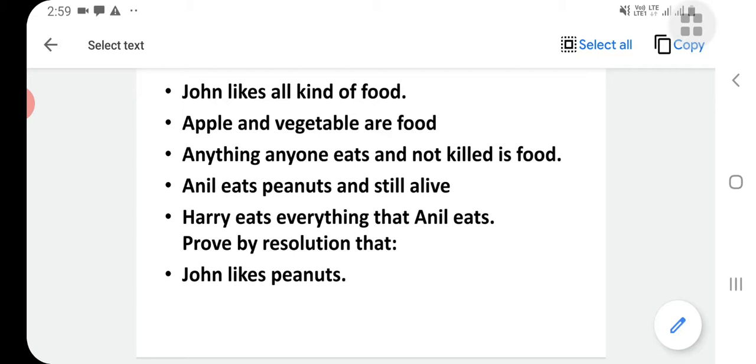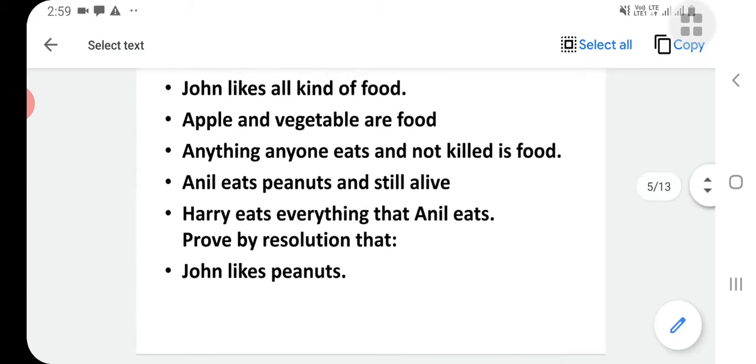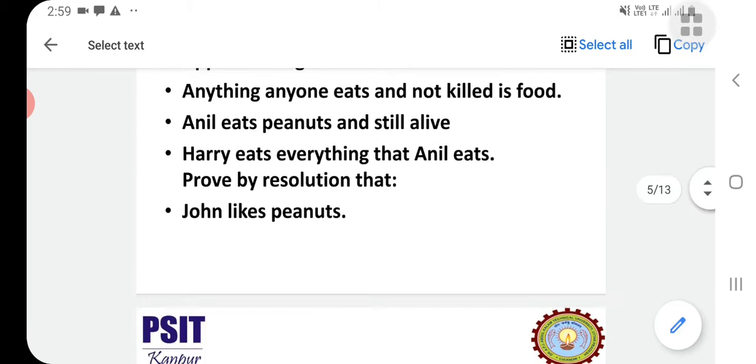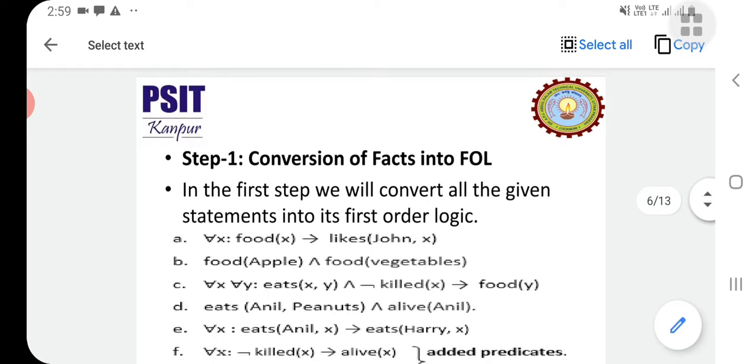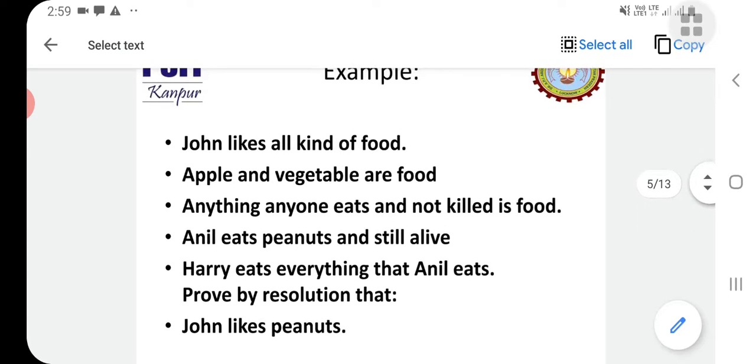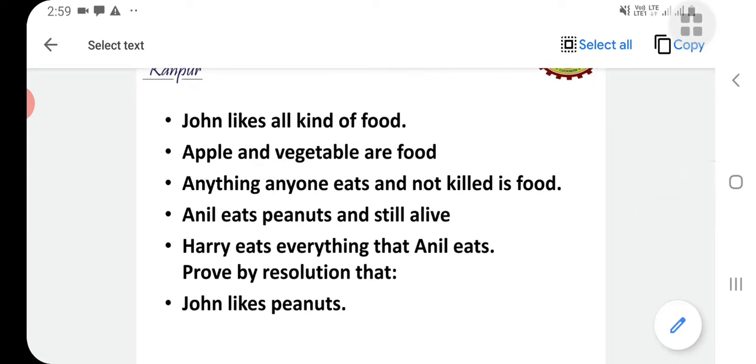And now one statement is given that you have to prove with the help of resolution, and that statement is John likes peanuts. Okay, now the question is clear, the example is clear. Now what is step number 1 in resolution? The first step in resolution is conversion of facts into FOL, that means first order logic. These five statements are the facts, and you have to convert these facts into FOL, which is your step number 1.